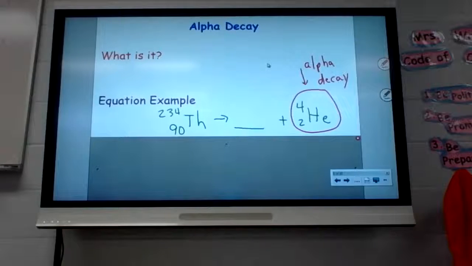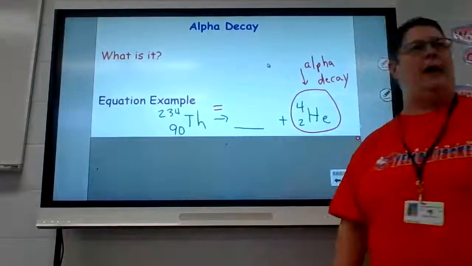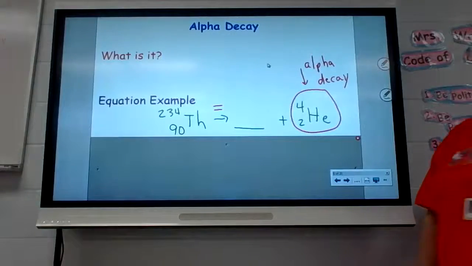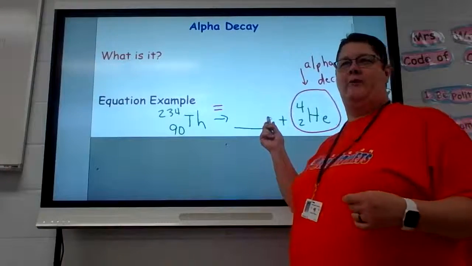All right. Now from there, the arrow is basically an equal sign. The mass you have on the left has to equal the mass you have on the right. So since the mass on the left is 234, what does the mass on the right have to equal?